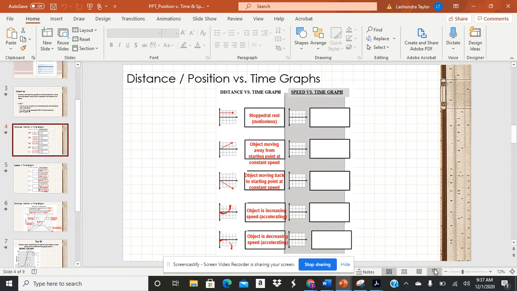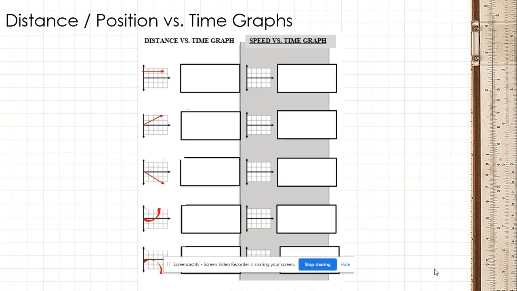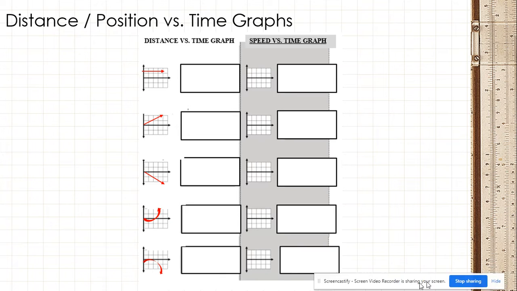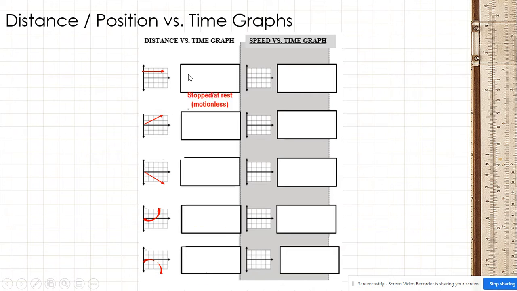All right, so to begin, I just wanted us to be able to look at the different ways that the line could be presented on the graph. Okay, so starting with the distance versus time graph, if you have a straight line, this means that the object is stopped or at rest. Another way you may see this is that the object is motionless. That means it has no motion, it is not moving.